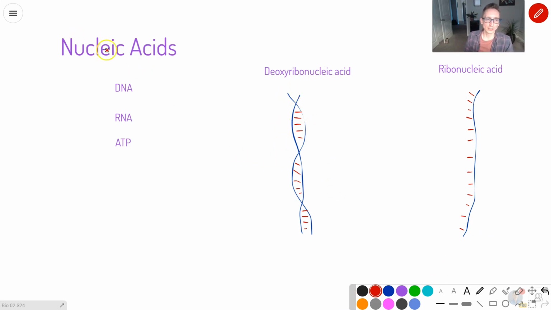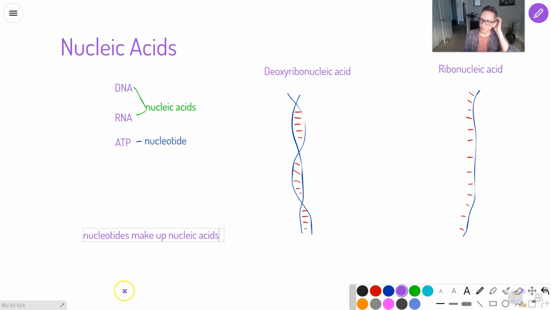So what is a nucleic acid? These are nucleic acids. A nucleotide, this is actually technically a nucleotide. It's a specialized nucleotide. These are nucleic acids. And this is a nucleotide. Okay? These are made out of nucleotides. So nucleic acids are made out of nucleotides. Nucleotides make up nucleic acids.